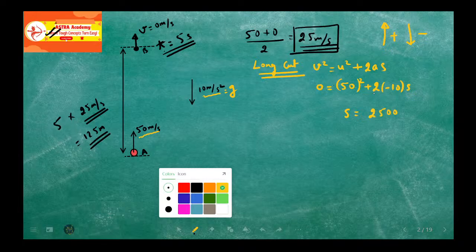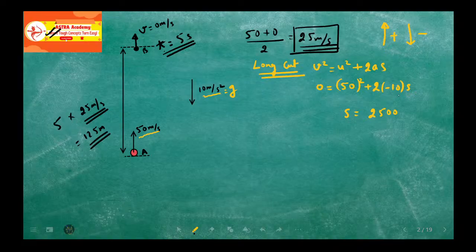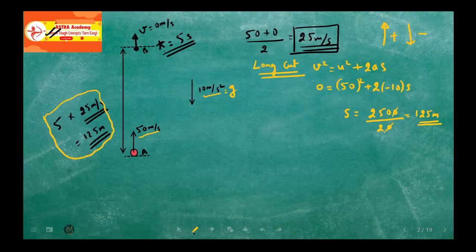2500. And if I send this minus 20 to the left hand side of the equality, it becomes 2500 divided by 20. And simply you can see that 250 by 2 will become 125 meters. So it is not just an answer which has come by coincidence. It is hard work which I did for my students to excel in their life.